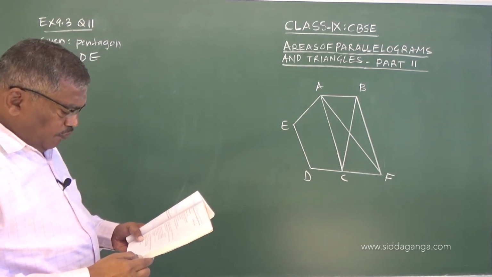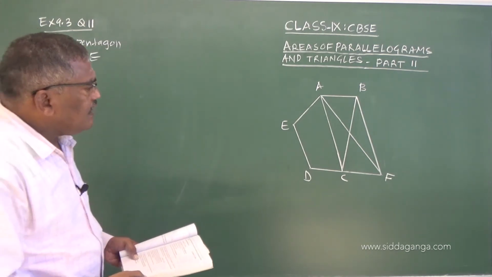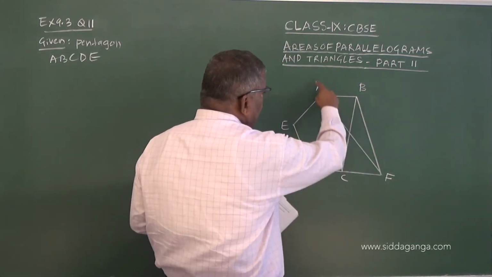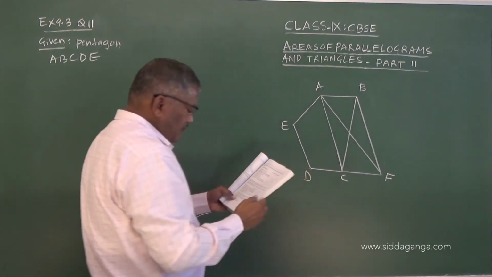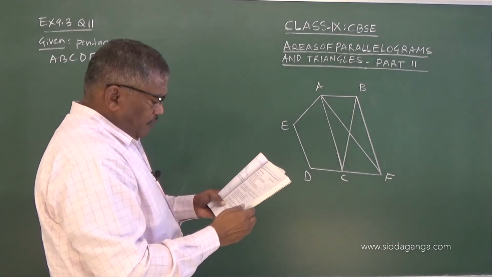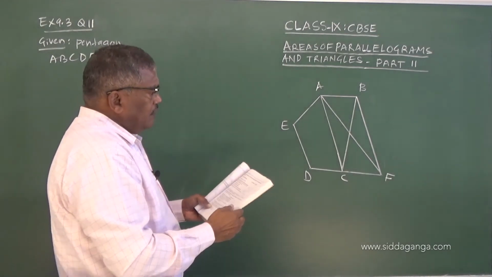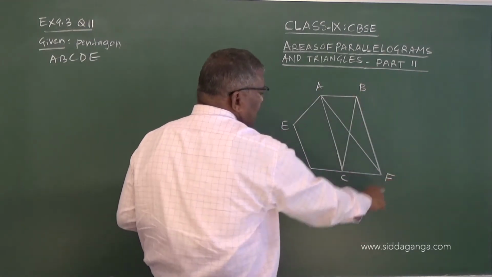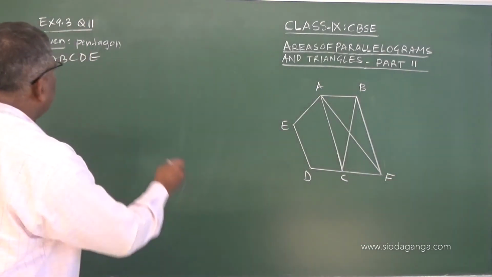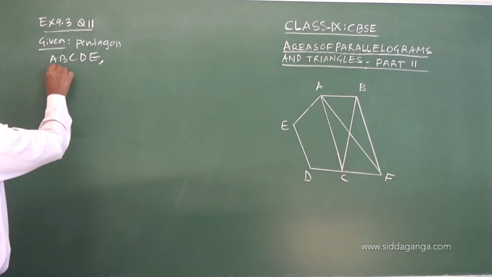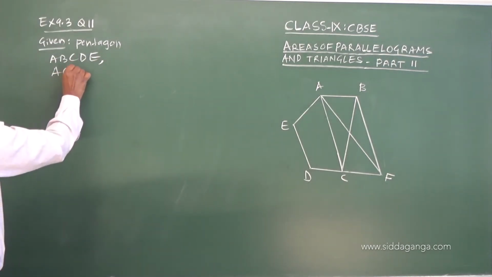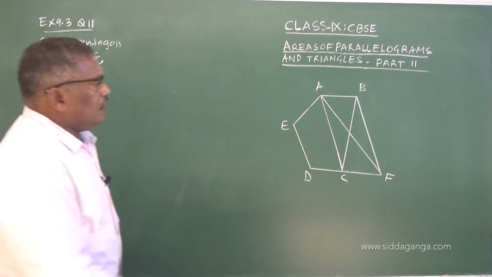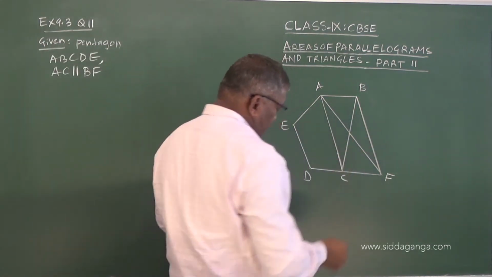A line through B parallel to AC meets DC produced at F. That means AC is parallel to BF is given. AC parallel to BF, it is a given data. These two are parallel.